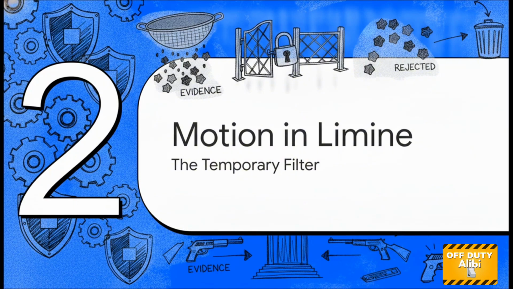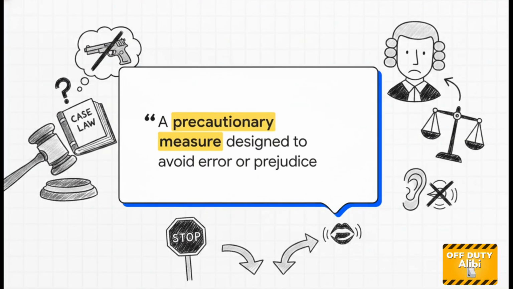Moving right along to Section 2, the motion in limine, the temporary filter. This foundational case law, State v. Grubb, perfectly illustrates what a motion in limine actually is. Think of it as an interlocutory, tentative ruling by the trial court. Its entire job, its whole purpose, is to act as a temporary filter. It keeps irrelevant, hearsay, or highly prejudicial stuff away from the jury's ears until the judge can decide on it in the proper context of the actual trial. It's just a precautionary measure, right? Not a final decision. The judge can, and honestly often does, change their mind once the trial is actually underway.